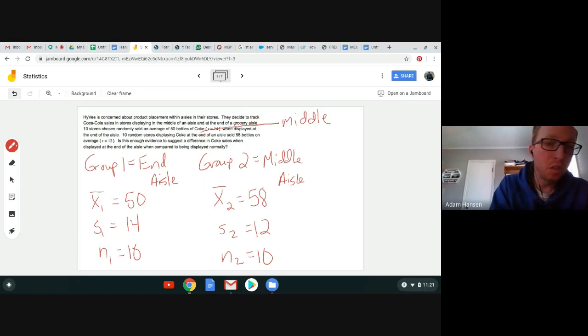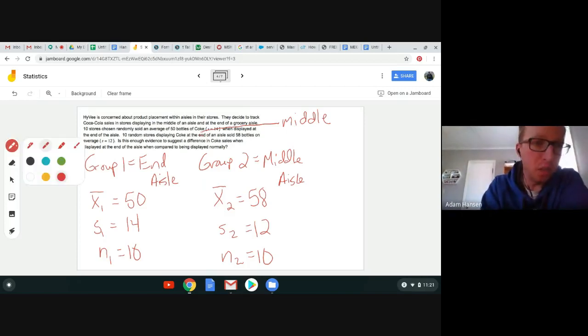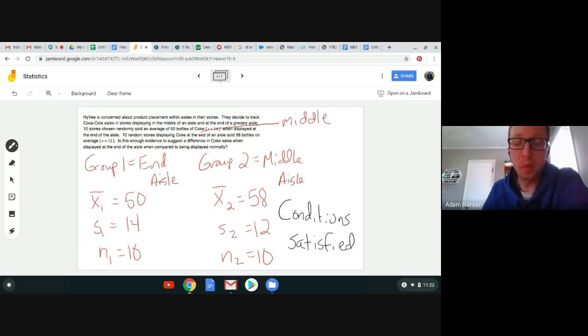For our conditions, we chose stores randomly. I think that 10 of each is less than 10% of all stores that sell Coke. So we'll say that our conditions have been satisfied. We chose stores randomly. 20 stores in total is less than 10% of all stores. So we have a random independent set of samples.